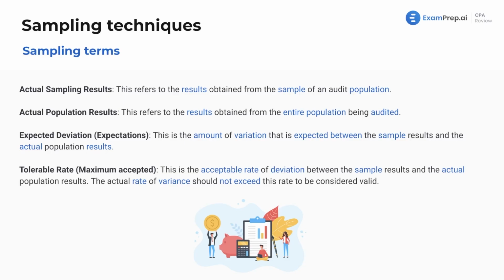We've also got our tolerable rate. This is the maximum accepted. This is quite similar to the tolerable rate of misstatement. If we're talking about audit risk, we're talking about all of that in that formula, in that lesson. Same concept here. It's the acceptable rate of deviation between the sample results and the actual population results. The actual rate of variance should not exceed this rate to be considered valid. Again, if you are actually varying from the real results, and that's greater than what you're saying is okay to vary, you've got a problem, and you should not be having a variance that's greater than what is allowed.